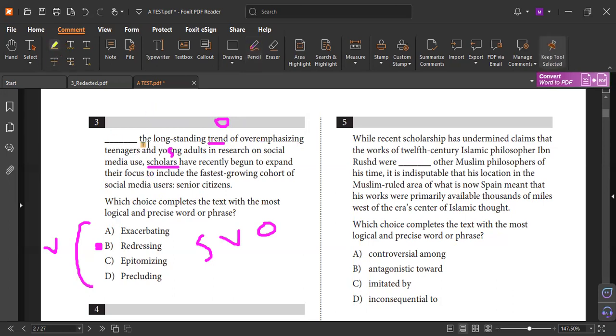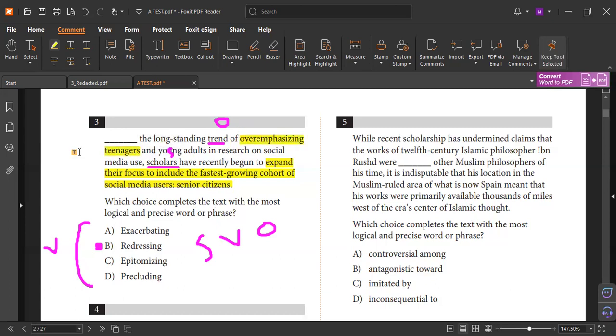So they do something. To do that, they have recently begun to expand their focus to include the fastest growing cohort of social media users. What kind of users? Senior citizens. So they began to do this part. Why? To avoid focusing on the teenagers only.